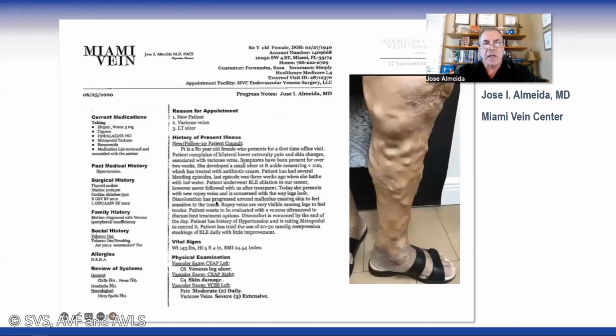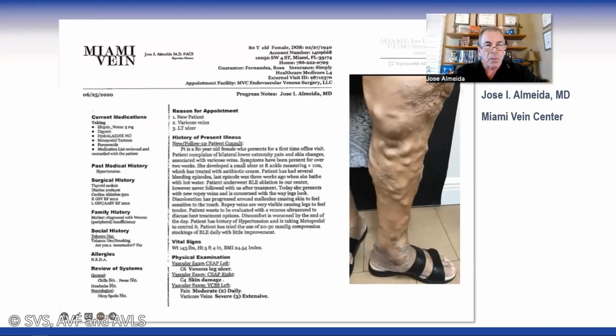So let's go through a case. A patient of mine, 80 years old. We ablated her about 10 years ago, the right great saphenous vein with radiofrequency ablation, and the left great and inter-saphenous veins with radiofrequency ablation. She comes in with a rip-roaring recurrence and an ulcer on the left.